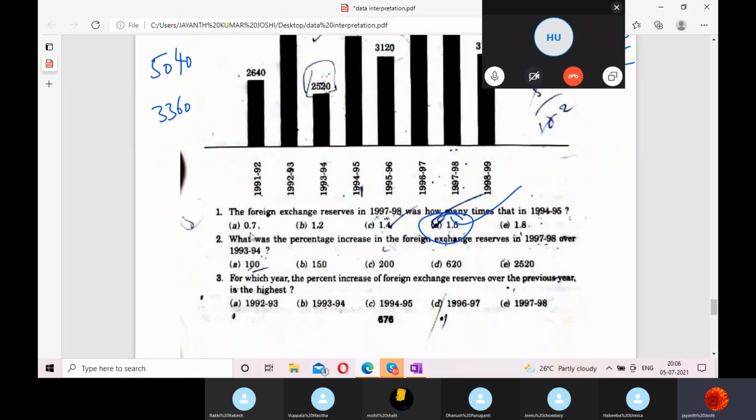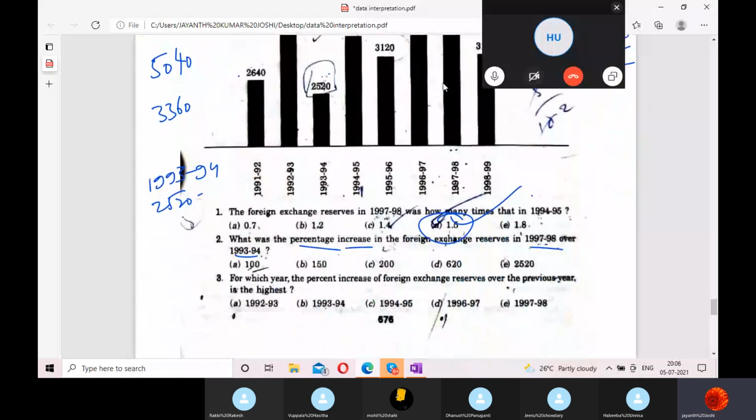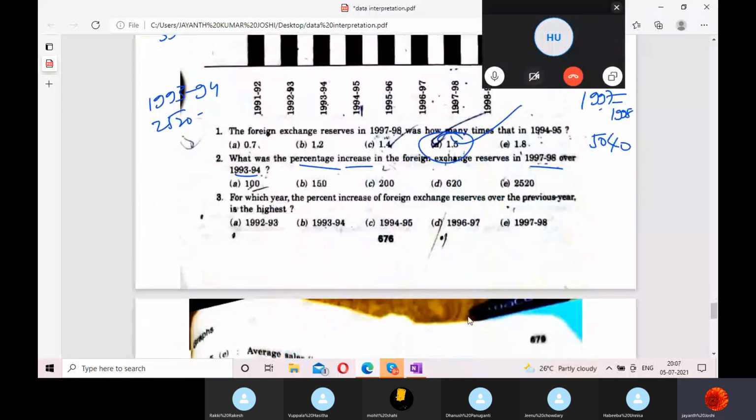Question number 2. What was the percentage increase in the foreign exchange reserves in 97-98 over 93-94? So 93-94 is what? 2520. And 97-98 is what? 5040. So you should do 5040 minus 2520, divided by 2520, into 100. And if you see this, 5040 is exactly double of 2520. Please calculate and tell me.